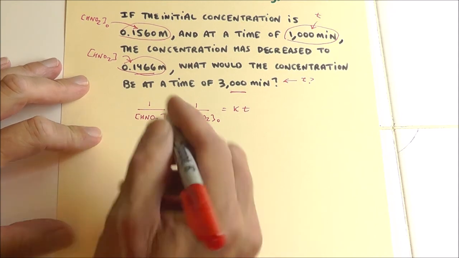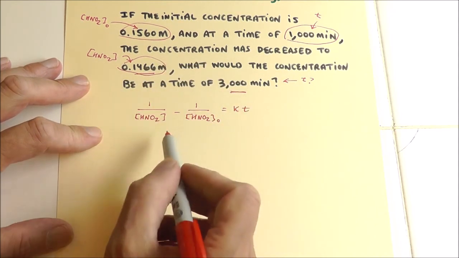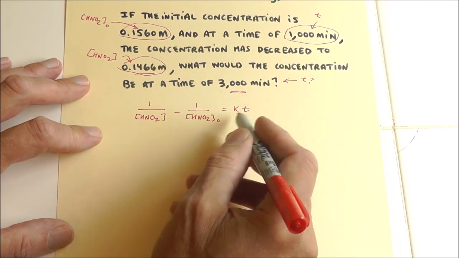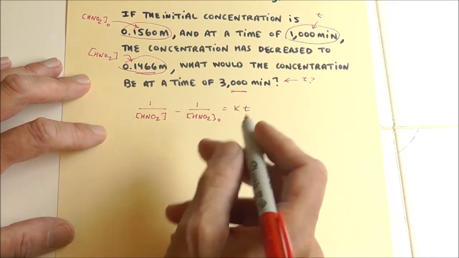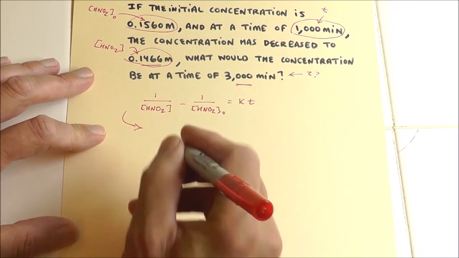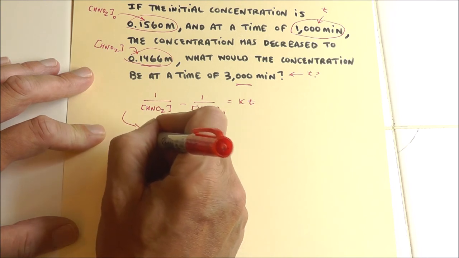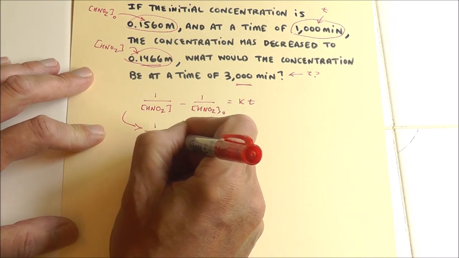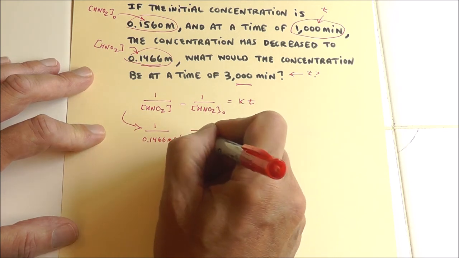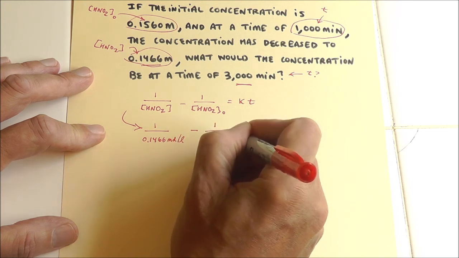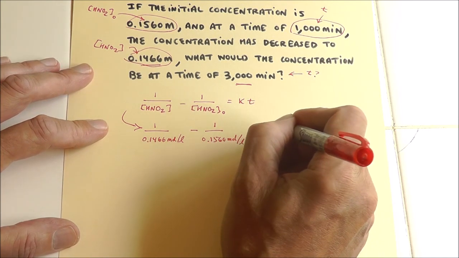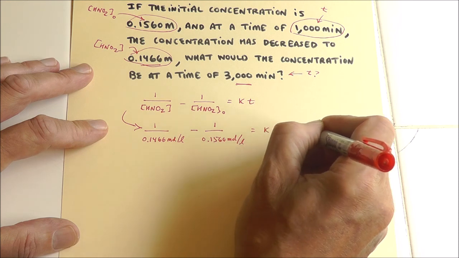So I'm going to go ahead and plug in, and watch out if you get it backwards. To be honest with you, if you get it backwards where you got smaller number minus bigger number, just take the same value, but then it's got to be positive. So just make sure that that's positive on each side. So let's go ahead and plug all that stuff in there. So this would be 1 divided by 0.1466 moles per liter minus 1 over 0.1560 moles per liter. And that would be equal to K, which I don't know yet, times 1,000 minutes.